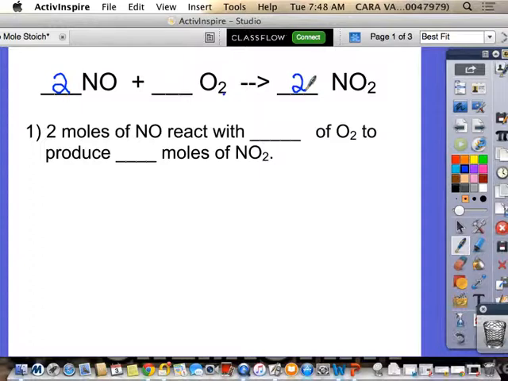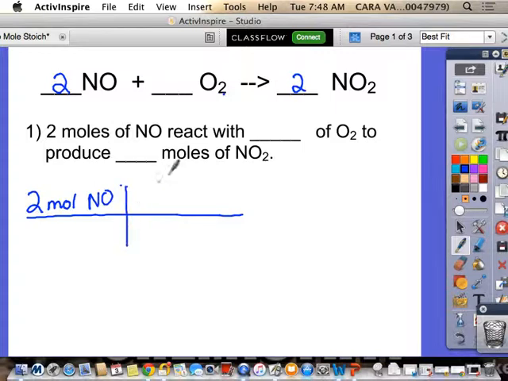Let's take a look at what the problem's giving us and what it's asking us to do. It's telling us that we have 2 moles of NO, and the very first thing that we're going to need to do is convert that into oxygen. So let's go ahead and do that. We know that we're trying to get to moles of O2. Anytime you're trying to get units to cancel out, we're going to drop down these units of moles.